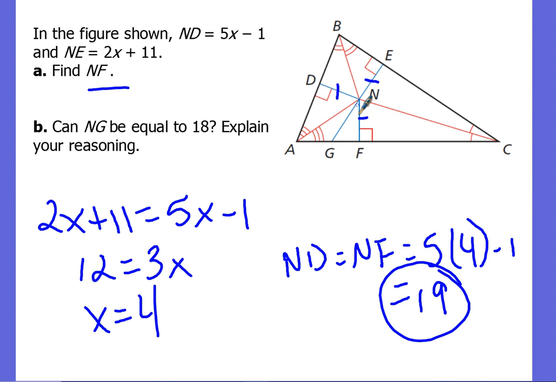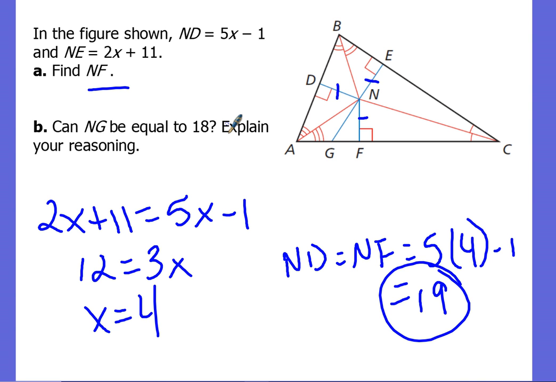All right, well, what do you think? We already determined that NF is 19. So can NG be 18? Hopefully you realize that it cannot be 18. Why is that? Because the shortest distance from a point to a line is the perpendicular line to that segment. This perpendicular line, NF, has already been determined to have a value of 19. So there is no physical way that any other line, like NG, could be less than 19, because it's not the distance from N to AC. And so no, it can't be 18.